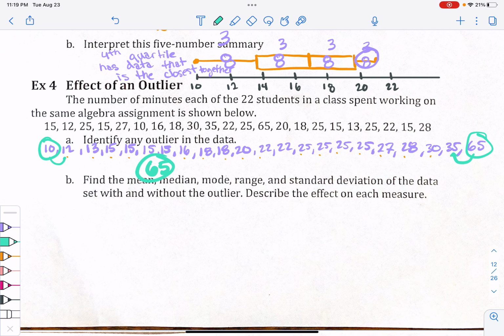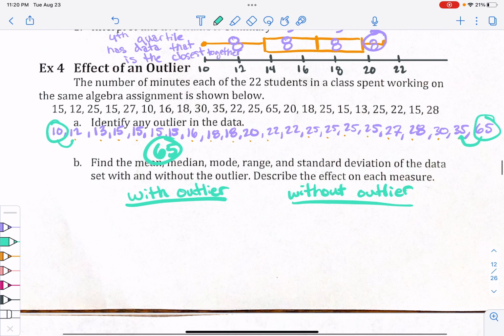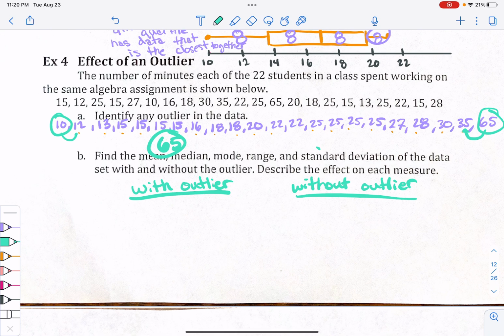All right. This one says find the mean, median, mode, range, and standard deviation of the data set with and without the outlier. So I'm going to make a table with the outlier, which is 65, and then without the outlier. With and without the outlier. And I'm not going to do standard deviation.